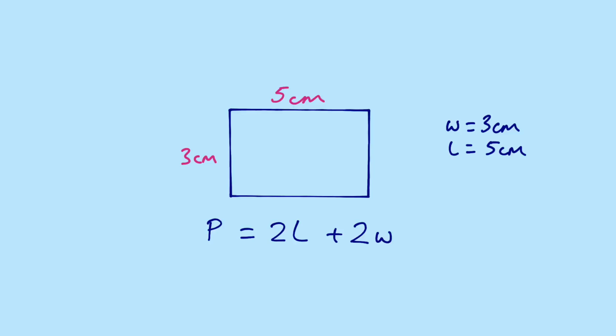So if we're given the width and the lengths to be 3 and 5 respectively, we can substitute those values into the formula. 2 times 5 and 2 times 3, which will give us the answer of 16. Now, don't forget, if you're given units for a formula, you must always state the units in the answer. So we were given centimetres here, so the answer should include the centimetre unit.